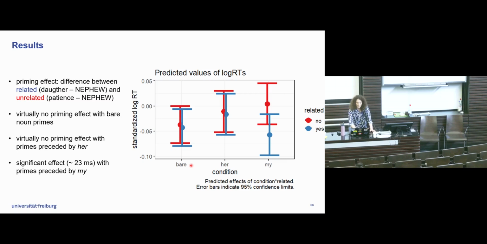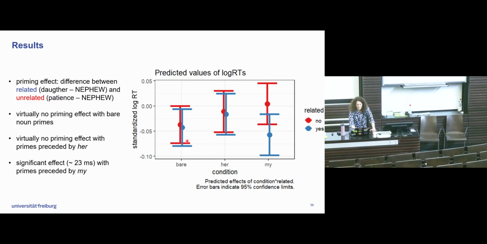What is relevant here is always to compare. So you see that here we have the bare condition, the her condition, and the my condition. These are the 3 different conditions that we had. Red stands for unrelated prime target pairs, and blue stands for related pairs. Our expectation would be that within each group, pairs that are related should elicit lower reaction times than pairs that are unrelated. We find this effect, but it's extremely weak, and for these 2 conditions, it's definitely not significant.